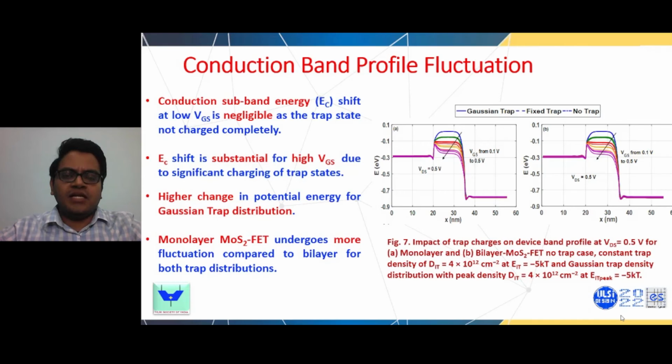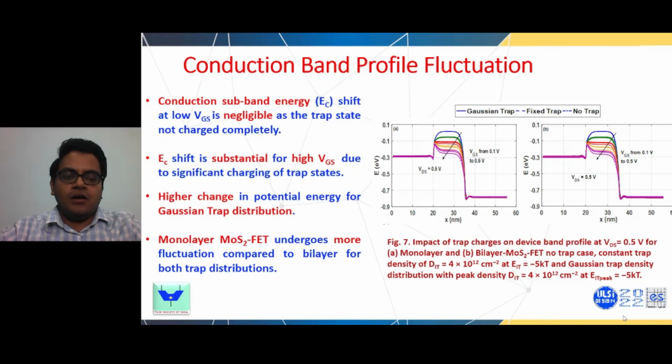Now we'll discuss the impact of trap charges on the conduction band profile. So the conduction band energy shift at low VGS is negligible as the trap charges are not charged completely. We can see from the figure that at higher value of VGS, the shift in EC, that is the conduction band energy, is significant because of the charging of these trap charge states.